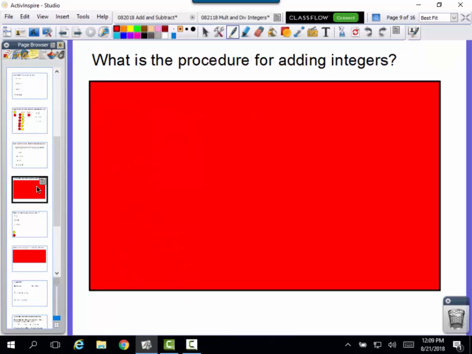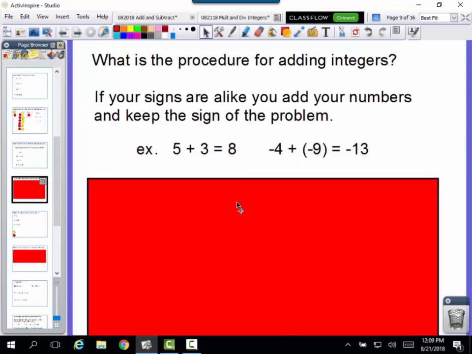So we have a rule basically that we use for this, is that we find out that anytime our signs are alike, whether it be a positive and a positive or a negative and a negative, we just add our numbers and keep the sign of the problem. So positive and positive make more positive, negative and negative make more negatives.